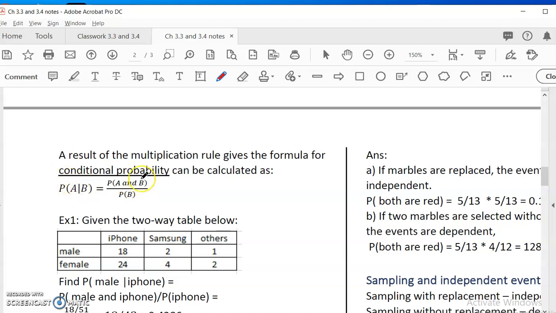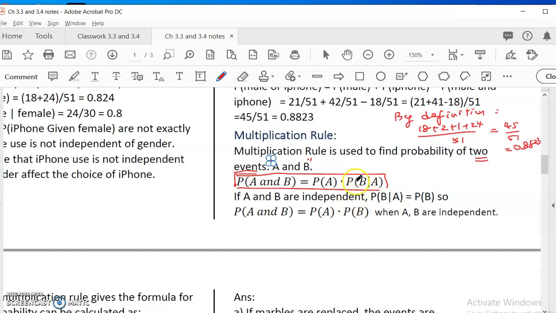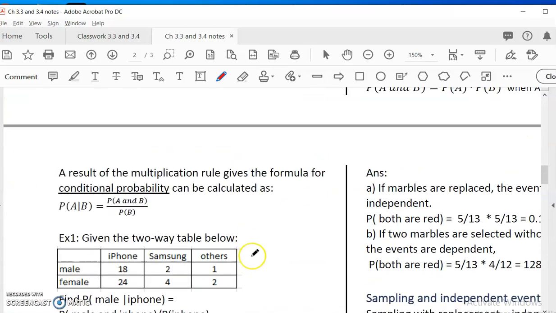Because of this formula, we can then calculate probability of A given B. If you look at the original formula, A and B is equal to probability of A times probability of B given A. So if you divide both sides by A, you will have probability of B given A equal to probability of A and B over probability of A. But if I switch them around, I say probability of A given that B has happened, then it's probability of A and B divided by probability of B. The easy way to remember is because this is a given, you are dividing by the sample space of B, so that's why the bottom is probability of B.